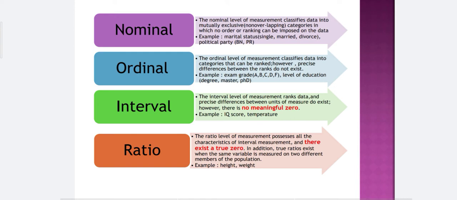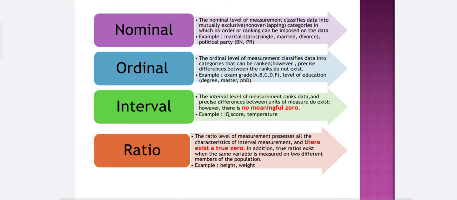Okay, itu beza dia. Okay, tengok pula interval dan ratio. The interval level of measurement ranks data and precise differences between units of measure do exist. However, there is no meaningful zero. Okay, interval dengan ratio ni dalam bentuk kuantitatif. Bezanya adalah interval, no meaningful zero. Contohnya temperature, kita katakan temperature zero bukannya tak ada suhu kan, maksudnya sejuk. Kalau IQ score dia zero, bukannya tak ada IQ, tapi dia lemah. Okay, dia kurang bijak. Macam tu.